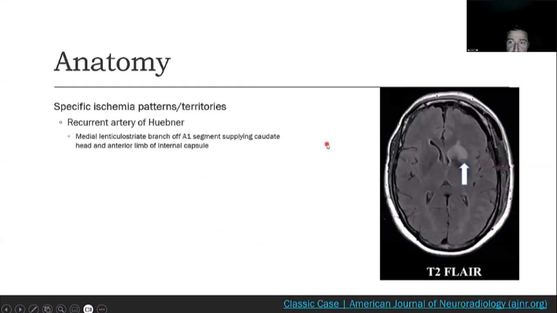Recurrent artery of Hübner is one that often comes up. It's a medial lenticulostriate branch off the A1 supplying the caudate head and anterior limb of the internal capsule.